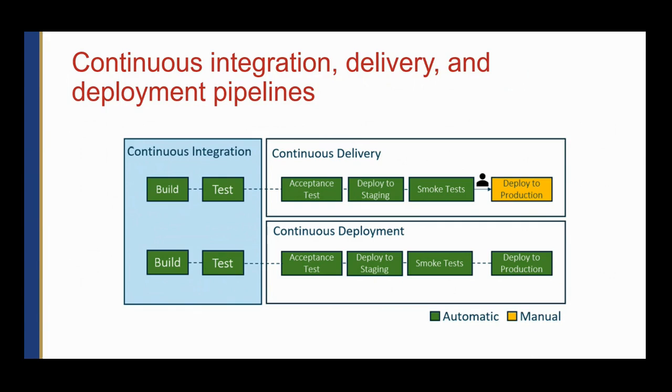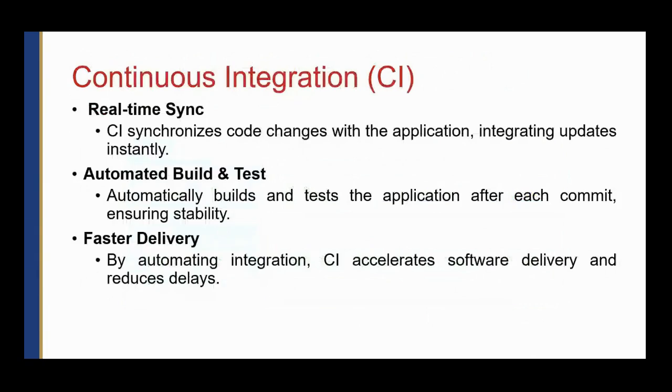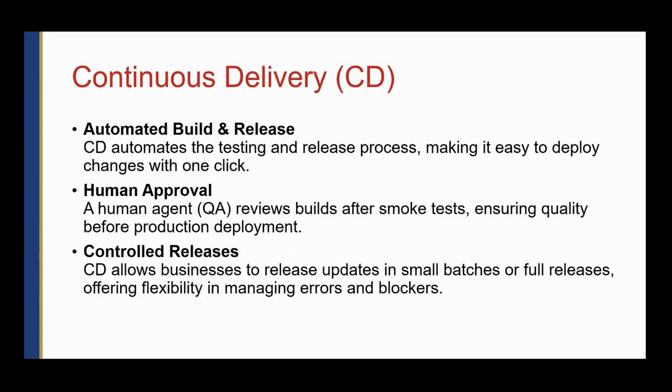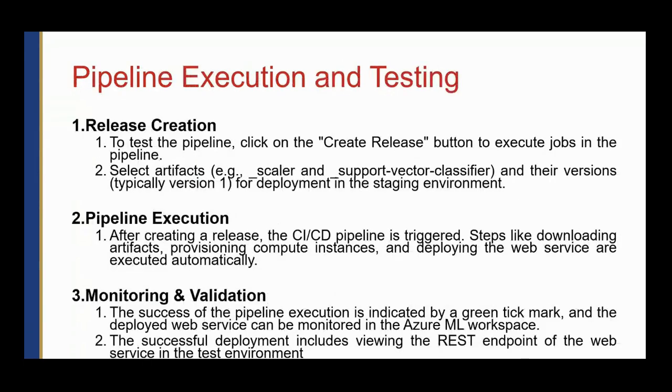Next is the overall architecture, or overall flow, of the continuous integration, delivery and deployment pipelines we have seen. In continuous integration, we can do only building the model and testing the model. In continuous delivery and continuous deployment, we see acceptance testing and smoke testing, and finally we make the product available in the deployment stage. These are the three key characteristics or metrics related to machine learning operations CI and CD. Up to this we have seen in the last session.